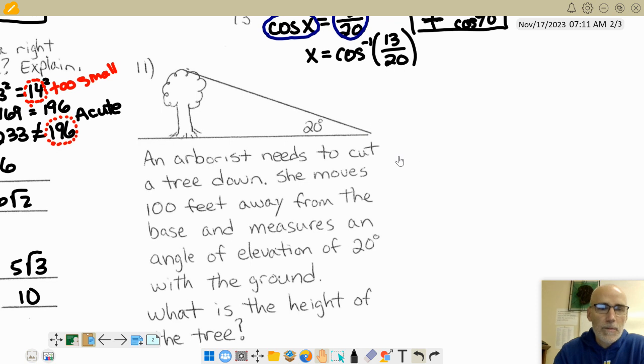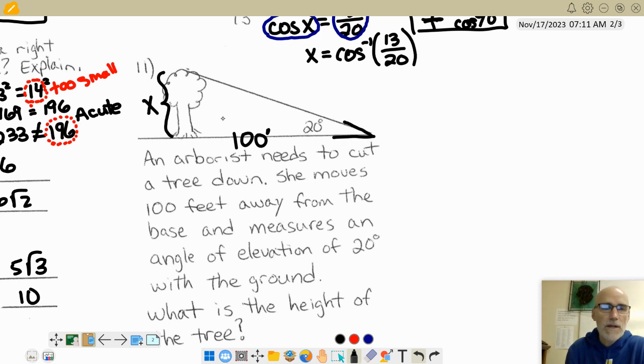An arborist walks away from the tree 100 feet. So where's my pen? Okay, there we go. 100 feet right down here, 100 feet. And she wants to know how tall the tree is. So we want to know this height right here, right? That's the opposite leg. The x is the opposite leg. The 100's the adjacent leg. Remember, adjacent makes the angle with the hypotenuse, right? So this is the adjacent. That's the hypotenuse. That's the opposite leg.